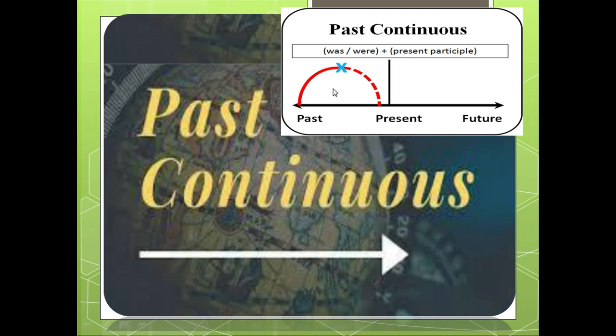So what is past continuous? Past continuous tense is used when we show that some action is performed in the past. It continued for some period of time in the past. Okay, it started in the past, it finished in the past, and it continued for some time in the past. So then we use past continuous tense.